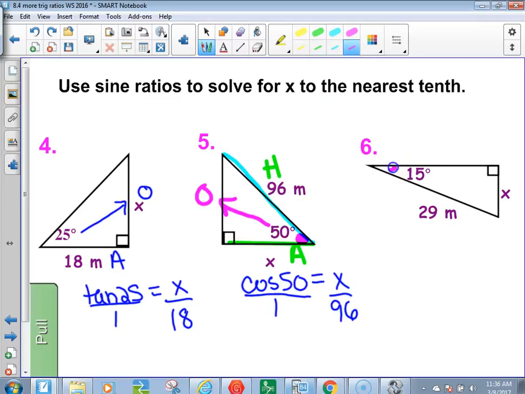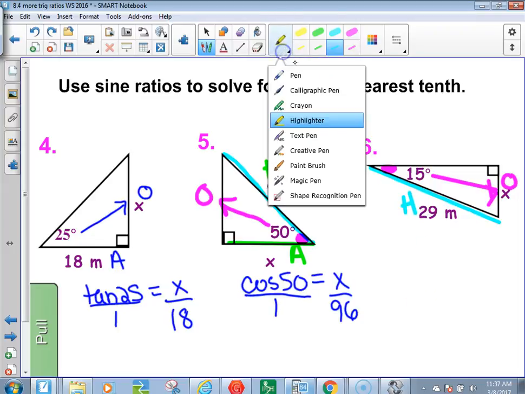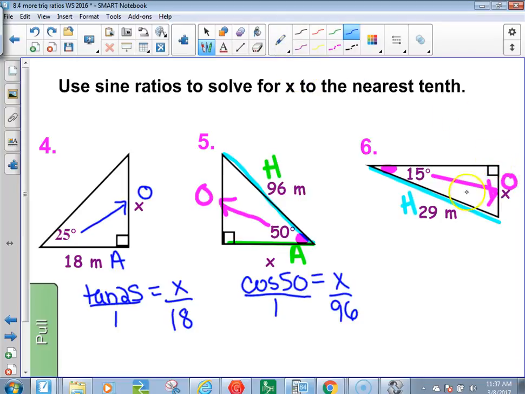All right, so coming from number 6, let's see if you can identify quickly. That one's got the opposite, and this one is the hypotenuse. Now that I have opposite and hypotenuse, that one's the sine. Sine of 15 equals x over 29.